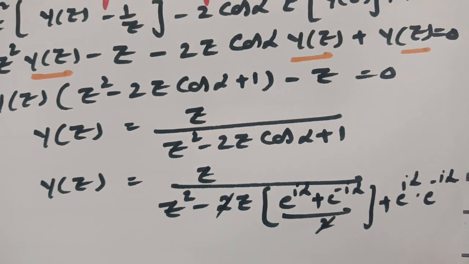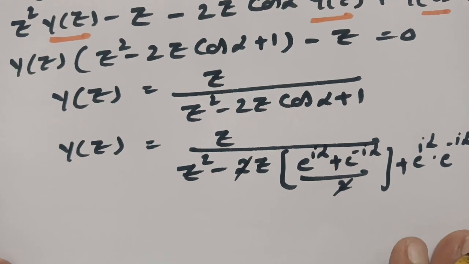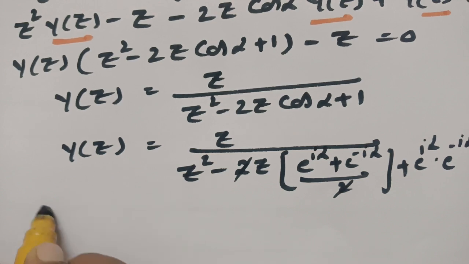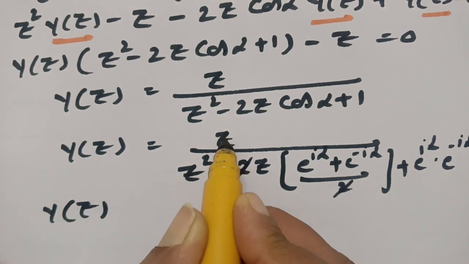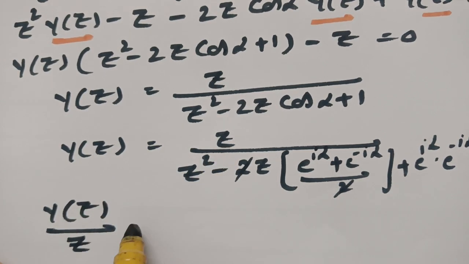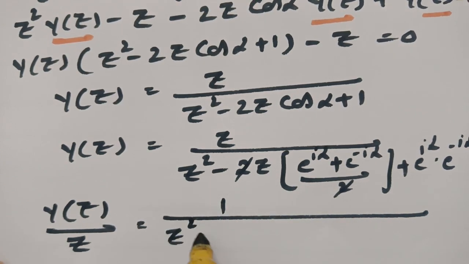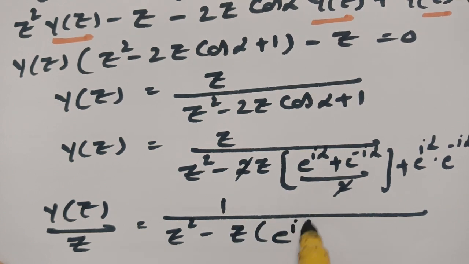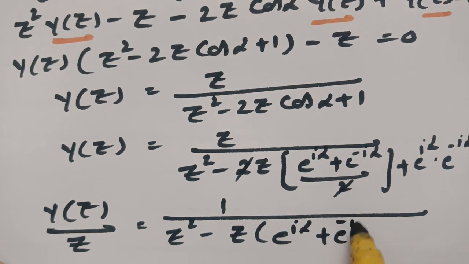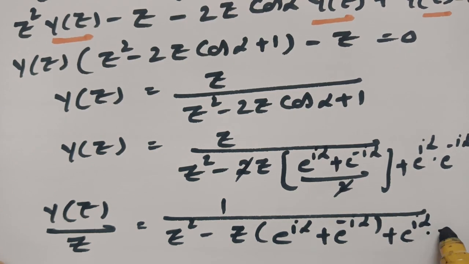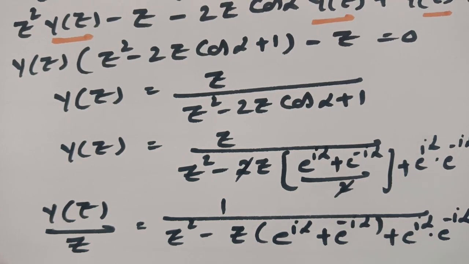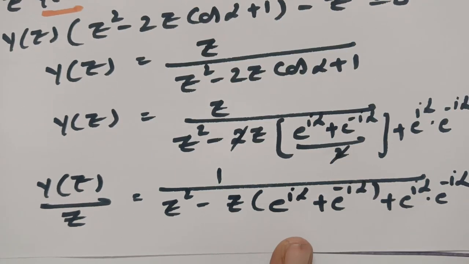So I am cancelling this 2. After cancelling this 2, see here, y of z by z, I'm bringing this z to this side, so it divides. That is 1 by, so this can be written as z square minus z into (e power i alpha plus e power minus i alpha) plus e power i alpha into e power minus i alpha.